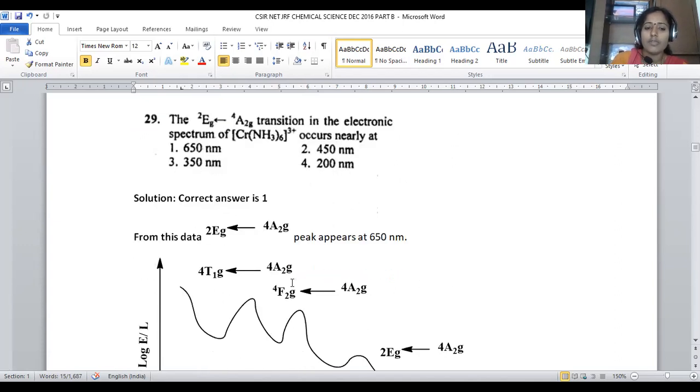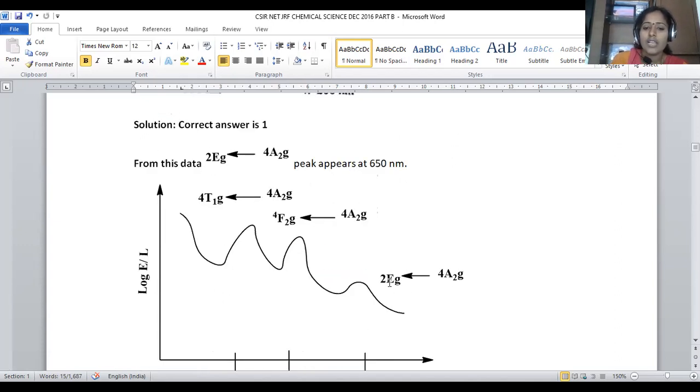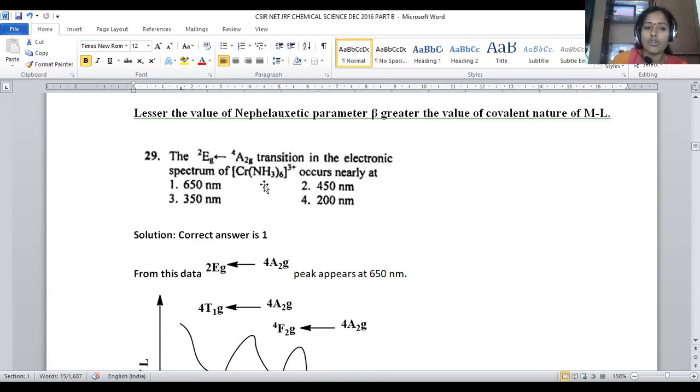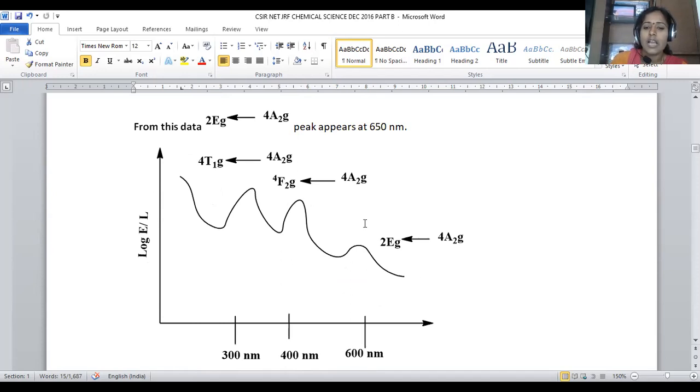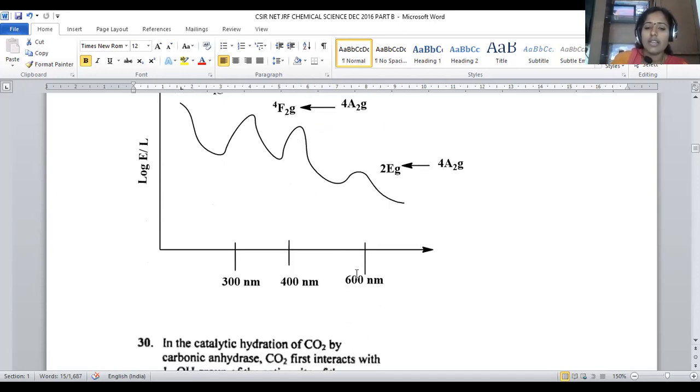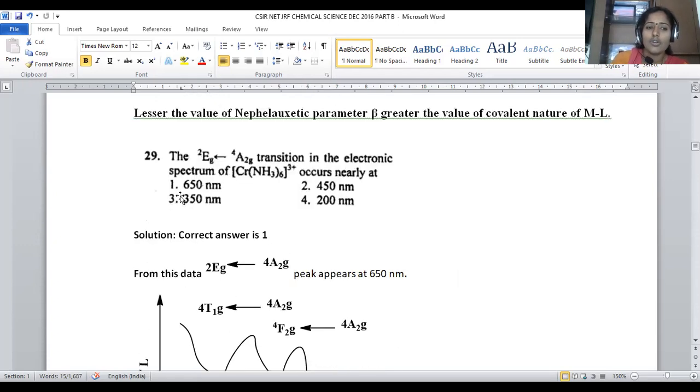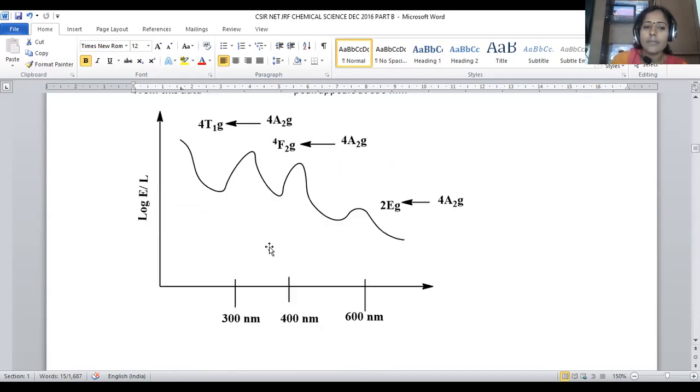So in this case of chromium, the possible transitions are 3. One is 4A2g to 2Eg, 4A2g to 4T2g, and 4A2g to 4T1g. These are the three probable transitions for the given compound, that is chromium NH3 taken 6+3. Among all, the 4A2g to 2Eg kind of transition is available at 600 nanometers. So that's the reason why for question number 29, option number 1 is the correct answer.